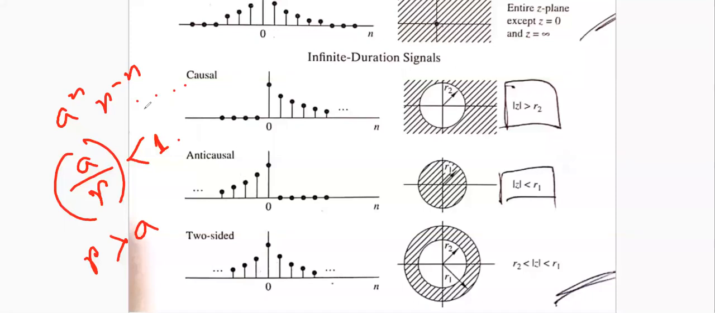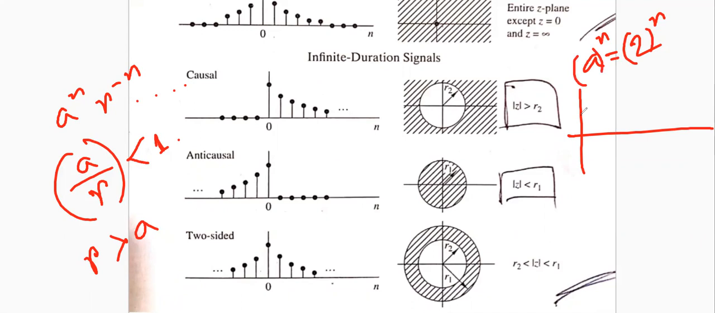How we have already proven it with example. For example, if I put a is equals to 2, I have shown that 2 to the power n will give 1, then 2, then 4, 8, something like that, it will go bigger.